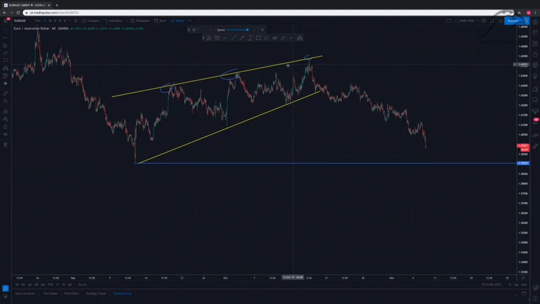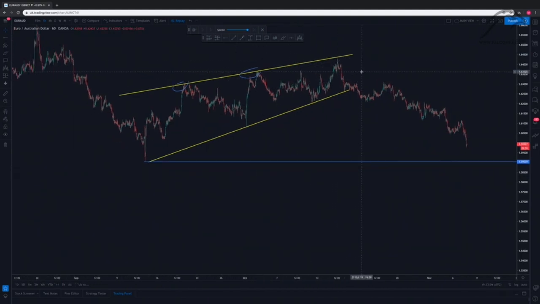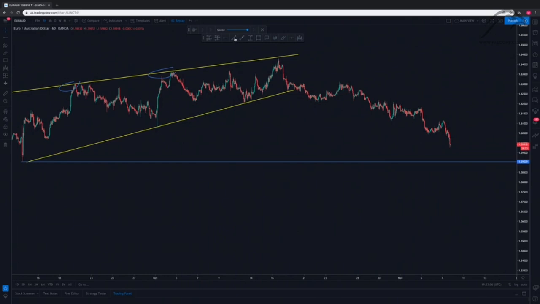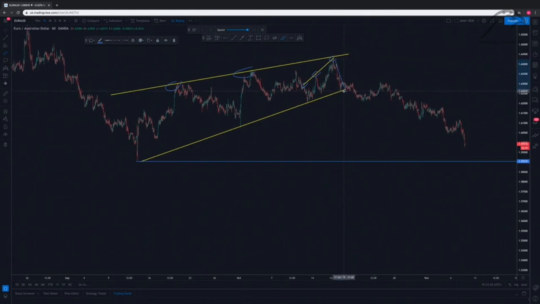So 1, 2, 3, multi-touch identification. And then of course it does help if you have a pattern within a pattern even further. So as you can see within here, we have this structure of a multi-touch as well. So you have 0.1, 0.2, 0.3. So you've got 3 touches within 3 touches, which gives it even more evidence for a move to the downside.